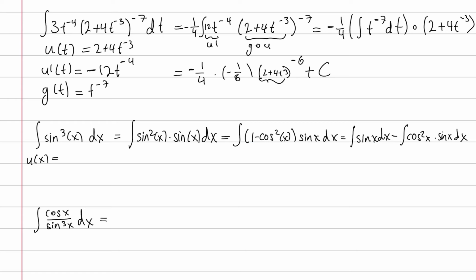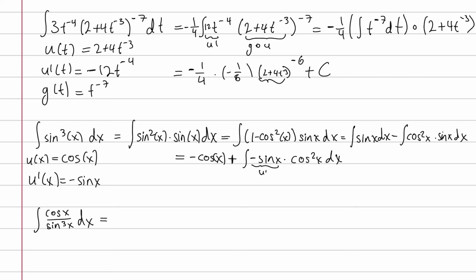Then its derivative is negative sine. I already have a sine, so that's looking pretty good. I'm going to choose u of x to be cosine of x. Then the derivative of u is negative sine of x. So then this is just equal to negative cosine of x, right? That sounds pretty obvious. Plus, right, because we're taking out a minus, and I'll show you negative sine of x times cosine squared of x dx.